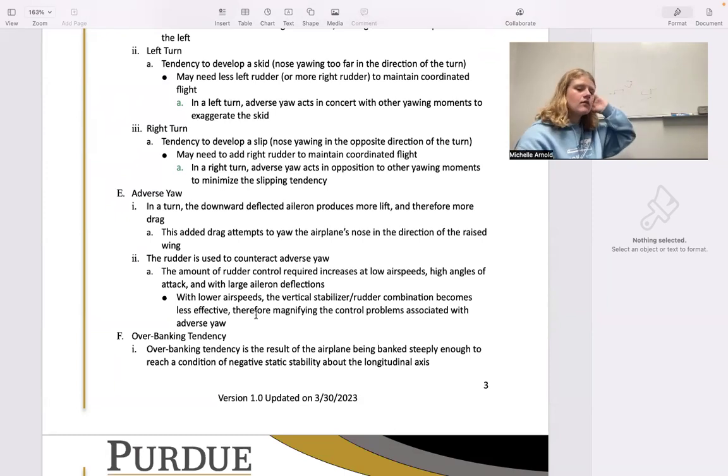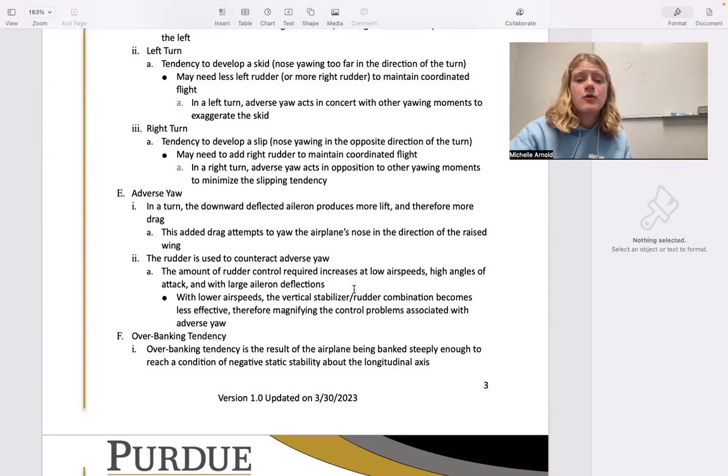Let me draw this better. So our yoke going to the left. So therefore, we've got our left wing raised. We're producing lift on our right wing. We're also creating drag, which is going to cause the nose to yaw to the right, creating a slip. So we'll just combat that by adding some rudder.